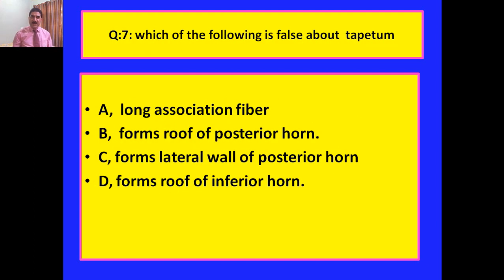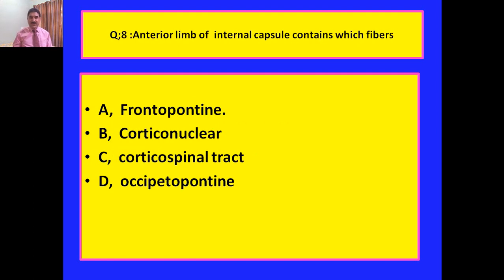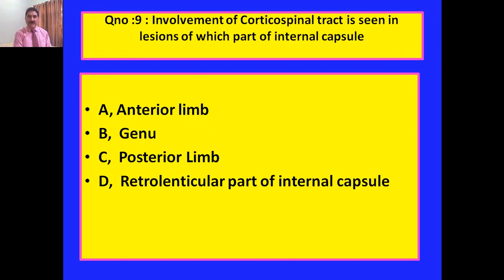Our next question is, which of the following is false about tapetum? A, long association fiber. B, forms roof of the posterior horn. C, forms lateral wall of the posterior horn. D, it forms roof of the inferior horn. It forms roof of the inferior horn is incorrect because it forms the lateral wall of the inferior horn, not the roof. Our next question is, anterior limb of the internal capsule contains which fibers? Frontopontine, corticonuclear, corticospinal, occipitopontine. The correct answer is frontopontine fibers.